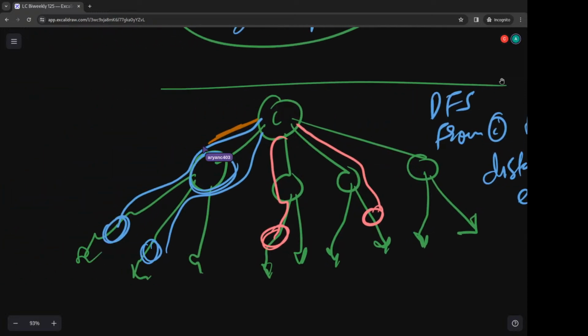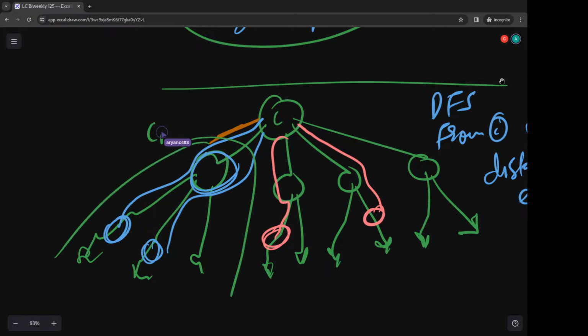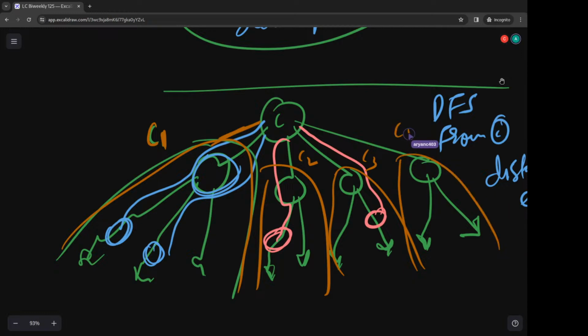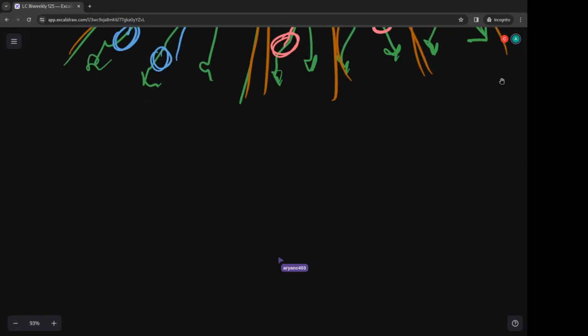Let's say this neighbor of I has C1 nodes which are divisible by signal speed. And this child has C2 nodes which are divisible by signal length, starting at a distance from I. This has C3, and this has C4 nodes. So the total number of nodes is C1 plus C2 plus C3 plus C4.